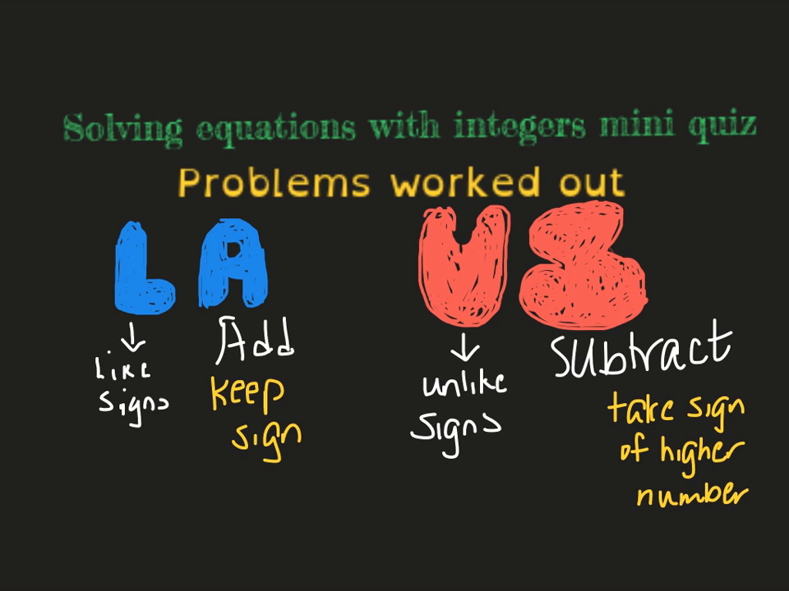And first, I want to make sure that you remember your integer rules. This is the solving equations with integers mini quiz. So you had to do addition equations, subtraction equations, multiplication, and division equations, all in the same mini quiz. So these are the problems that you had, and I'm going to work them out so you can see where you might have made a mistake if you made mistakes.